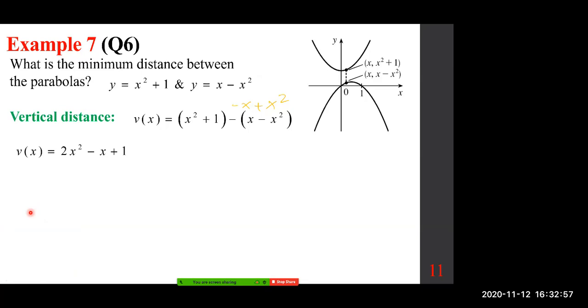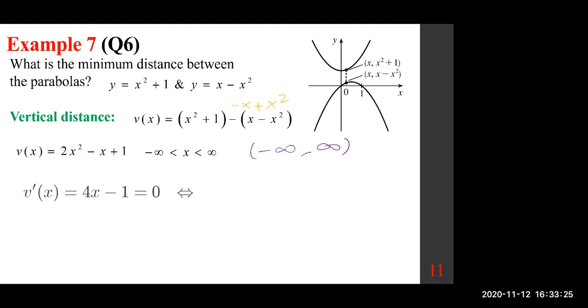The sky is the limit. We don't know what x is, but x can be any number, class. We can write from negative to positive infinity because there is no other restriction. Any point will do the job along the x-axis, and we don't know that. So having said that, let's differentiate. V prime is 4x minus 1, set it equal to 0, x becomes 1/4.